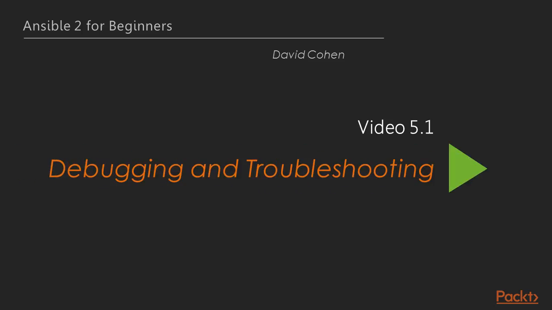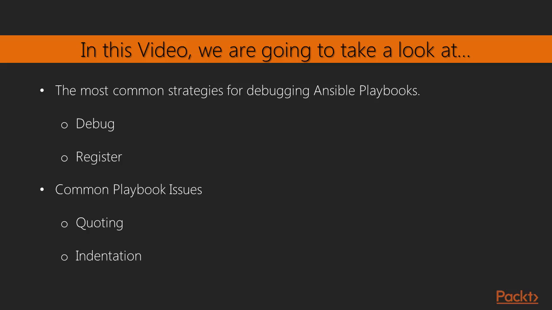In this video, we're going to be taking a look at debugging and troubleshooting Ansible playbooks. We're going to cover the two most common strategies for debugging Ansible playbooks, which are the Debug module and Register, which you can use to register the result of a task so you can inspect it later.